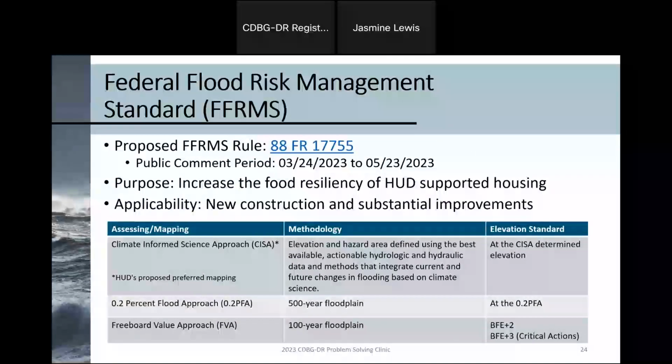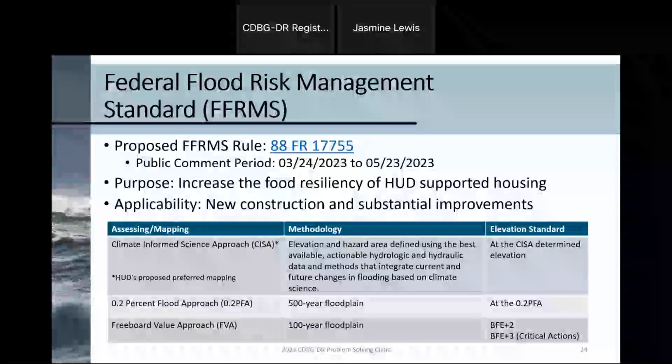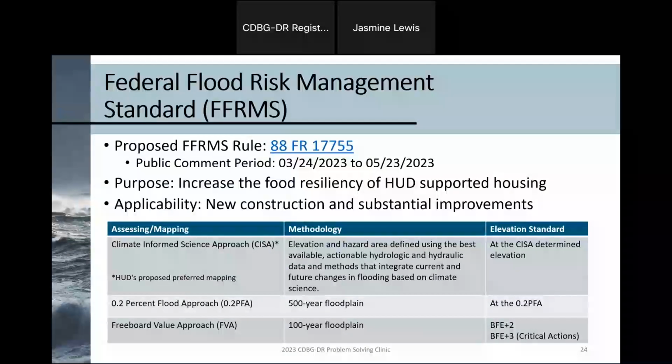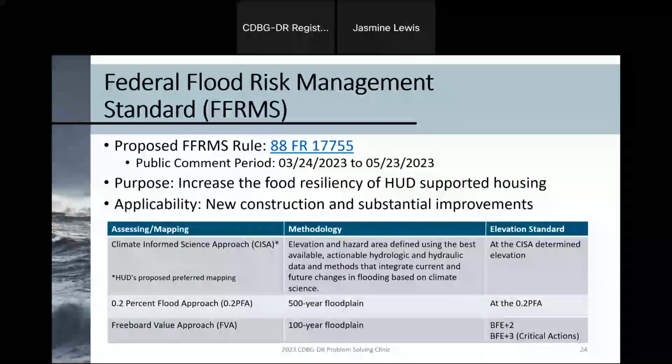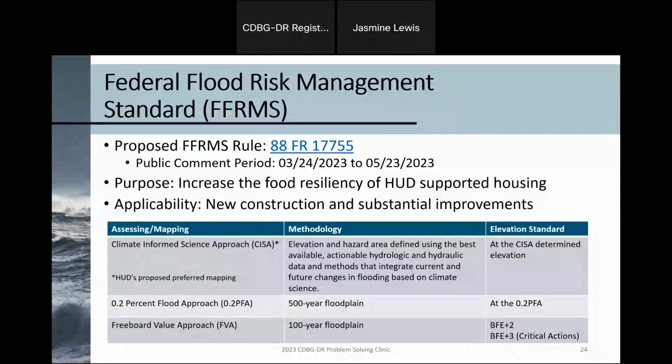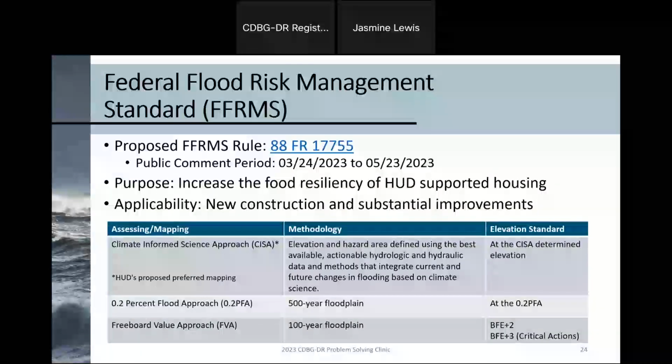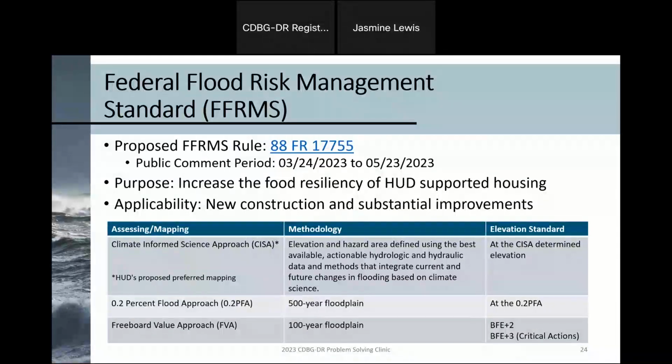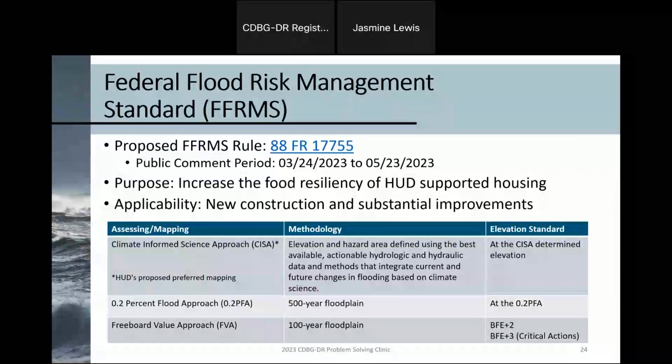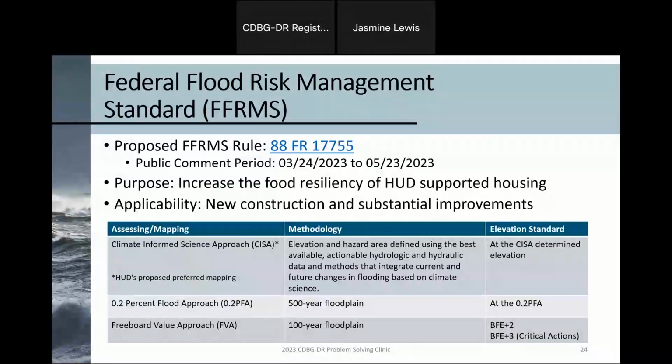So the last thing that we want to discuss is actually HUD's proposed Federal Flood Risk Management Standard, which was just published on March 24th, 2023, and it is currently open for public comment. So I encourage you all to review this in great detail and submit any comments by May 23rd, 2023. In addition, there is one more 1 hour open forum hosted by HUD to further discuss this. So we have very limited time here, so I encourage you to go to our HUD website to access the next open session, which discusses the purpose of FFRMS.